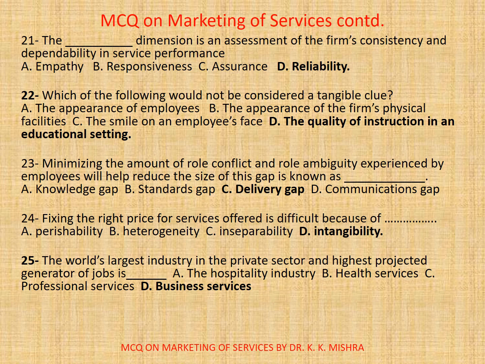Now question number 23. Minimizing the amount of role conflict and role ambiguity experienced by employees will help reduce the size of this gap, which is known as A. Knowledge gap. B. Standards gap. C. Delivery gap. D. Communications gap. So it's C. Delivery gap.